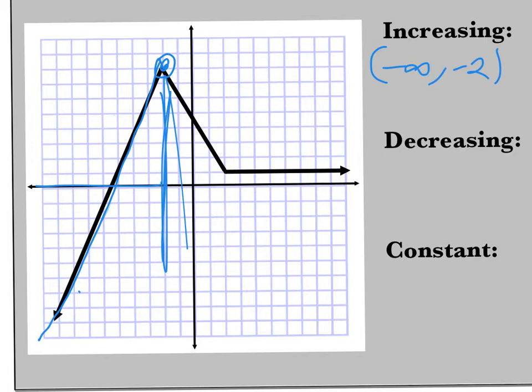But you're not increasing anymore. And that's why we have to stop at that -2, but we can't include it. Because at -2, which interval are we really in? Well, we're not in an interval, we're at the top. So it's not increasing anymore.